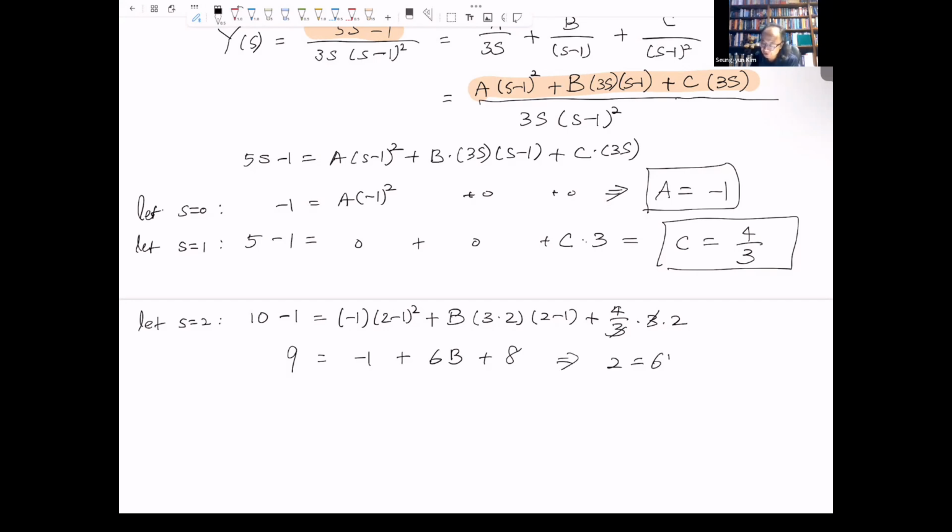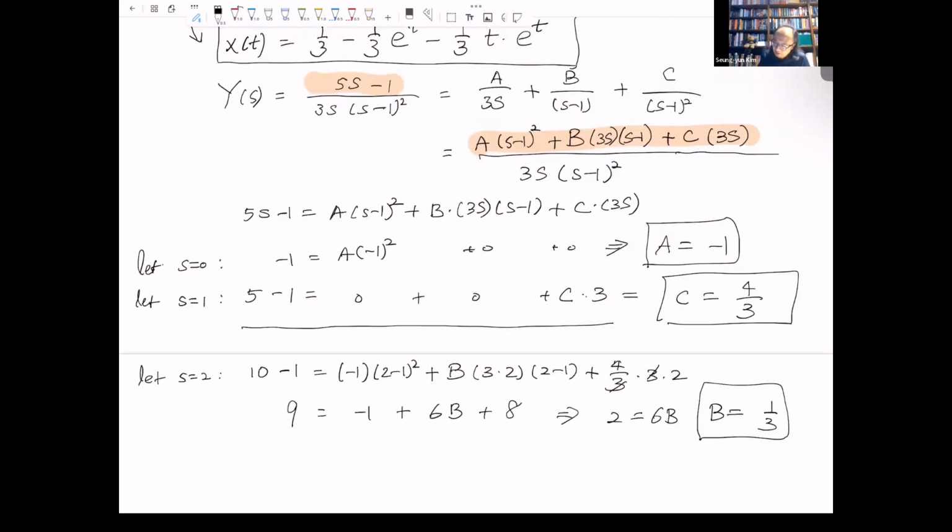2 equals 6b, and b equals 1 over 3. Now y of s equals a, negative 1 over 3 times 1 over s, b is 1 over 3 plus 1 over 3 times 1 over s minus 1, plus c is 4 over 3 times 1 over s minus 1 squared.